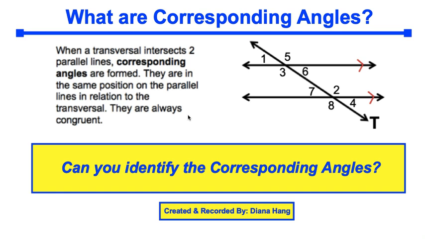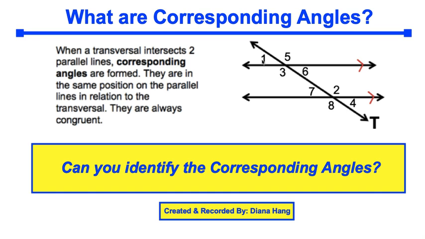So for example, I'll give you a hint. Angle number 1. Which of the other remaining angles do you think is in the same position like angle 1? Could it be angle 5, or 2, or 7? Which one of these remaining 7 angles looks like it's occupying the same position as angle 1? I hope you were thinking angle 7 because that is the correct answer.